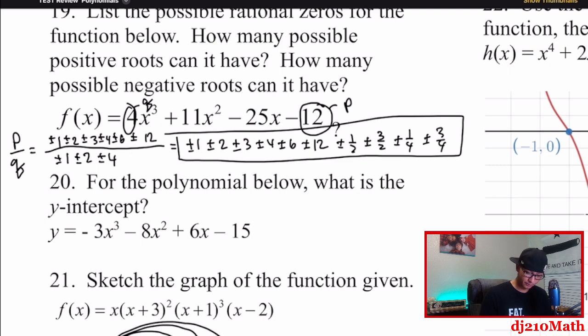So I guess if we actually read the question, how many possible positive roots can it have? Okay, so how many total roots is it? So this is going to be 1, 2, 3, 4, 5, 6, 7, 8, 9, 10. So 10 positive roots, 10 negative roots.